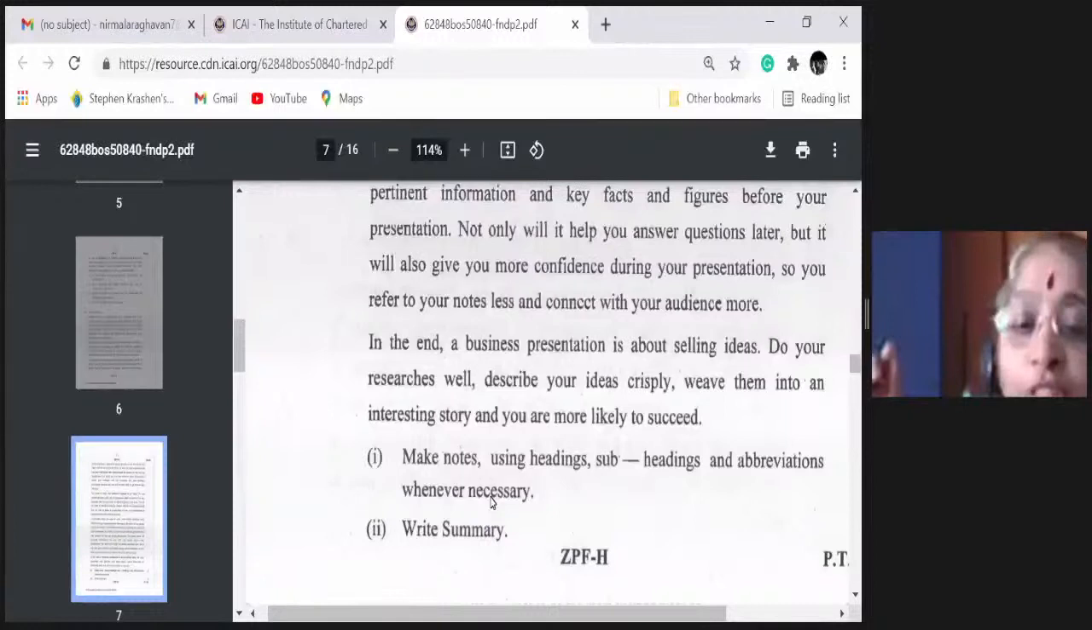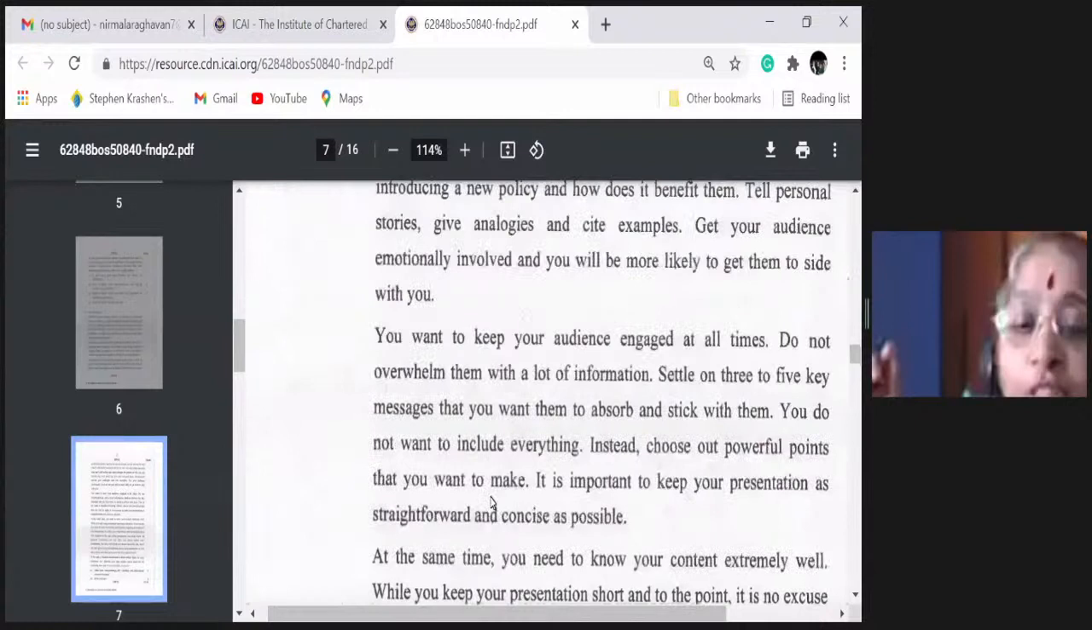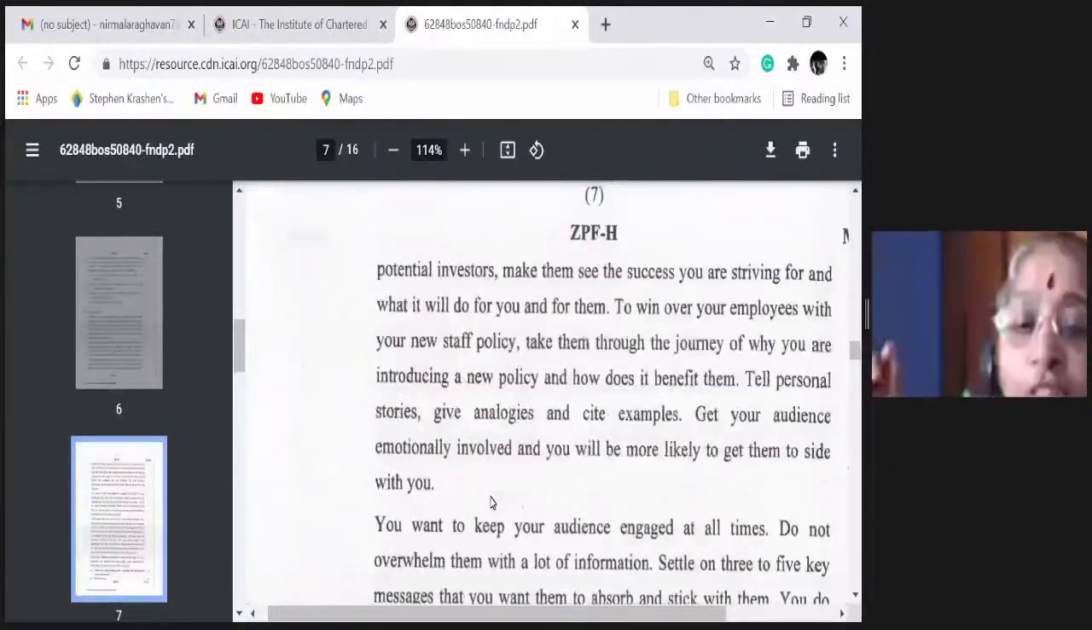Say, keep your presentation straightforward and concise. Then say a story, an interesting story that will get the audience emotionally involved. So pick words, keywords, and phrases from the given text itself, and your answer is complete. It is a very easy job.